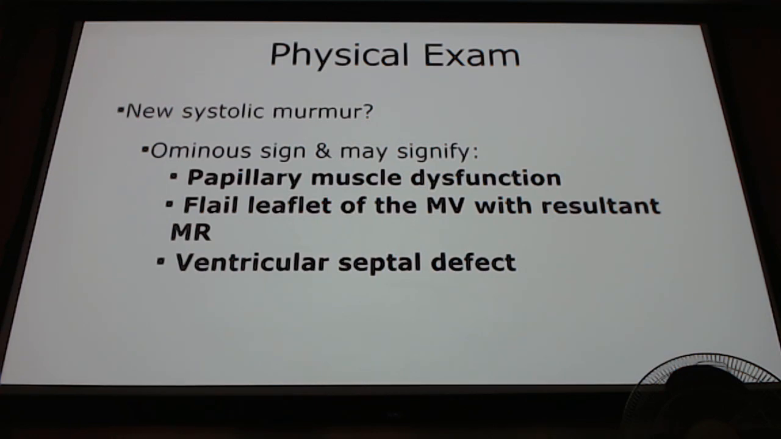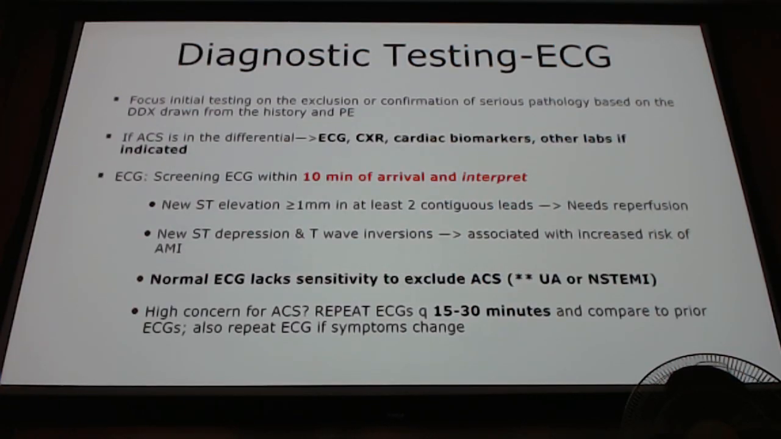So a new systolic murmur is concerning when we're evaluating these patients. You can have papillary muscle dysfunction, ventricular septal defects, or mitral valve problems resulting in mitral regurg. So these are important things we need to check on physical exam and see if we find any new murmurs, because that may help us with our prognosis or how severe this acute coronary syndrome might be. And then we need to get an EKG.